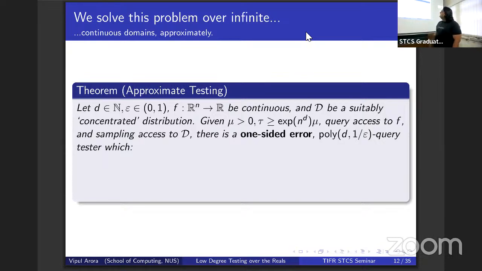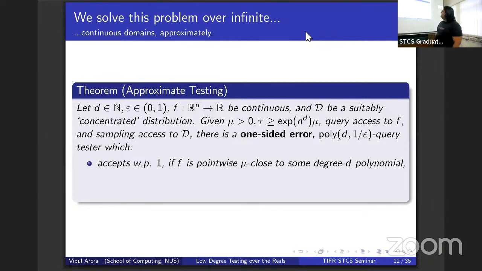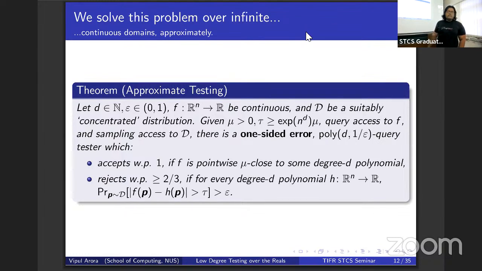You have query access to F and sample access to the distribution D, and we show that there exists a one-sided error, poly d in 1 by epsilon query tester, which accepts F with probability 1 if it's a pointwise mu close function to some degree d polynomial, and rejects F with probability at least 2/3 if for every degree d polynomial h, on at least an epsilon fractional mass of distribution D, F is at least tau far from h. I'm just reading. So notice that over here I dropped the word distribution free because we are assuming that it's suitably concentrated.